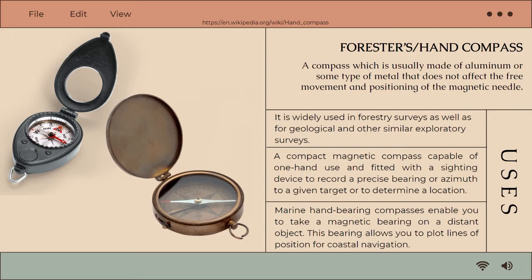Another hand compass is also called a marine hand bearing compass. It enables you to take a magnetic bearing on a distant object. This bearing allows you to plot lines of position for coastal navigation.